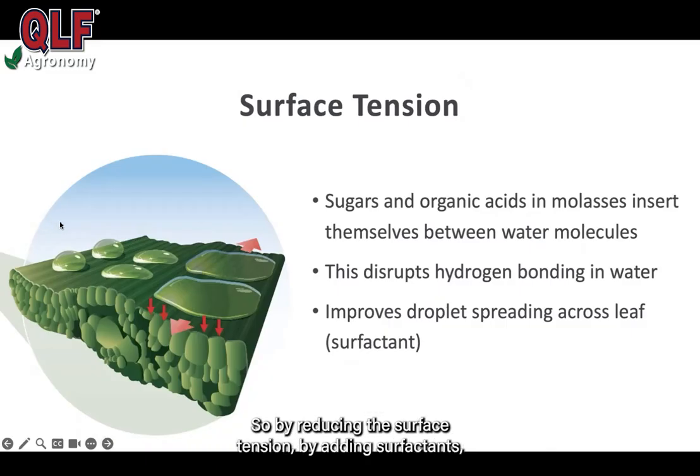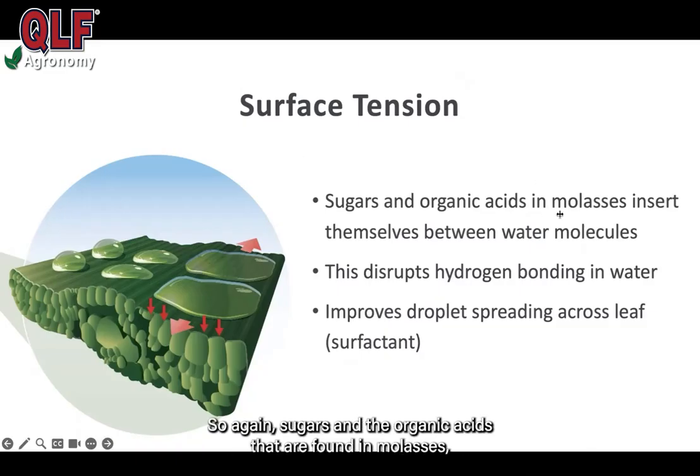So by reducing the surface tension, by adding surfactants, we can help those water molecules to spread out and actually increase the surface area of that droplet. And now we have a big surface area here where the nutrients can be absorbed, as compared to this droplet that has a much smaller surface area under there.